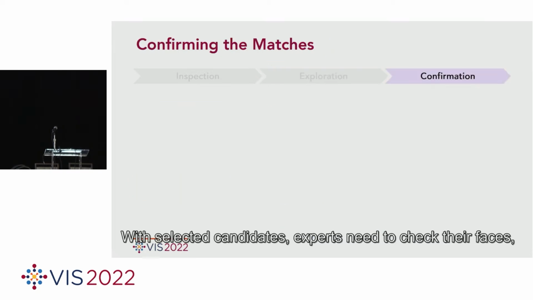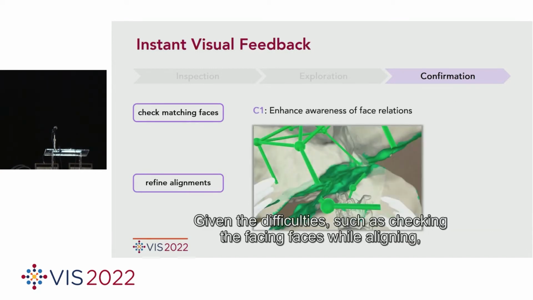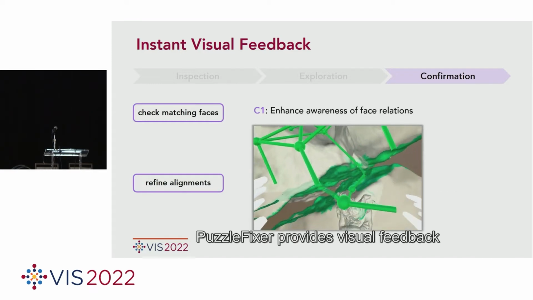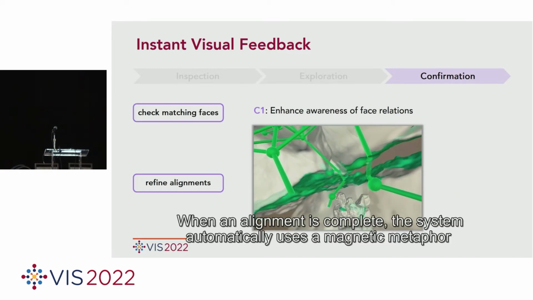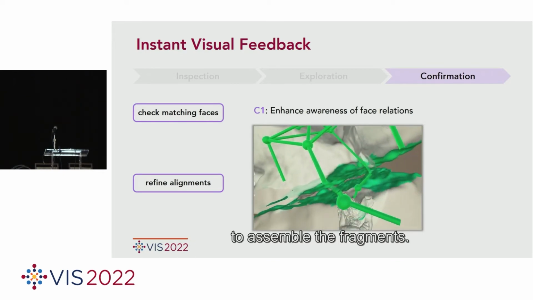With selected candidates, experts need to check their faces, refine their alignments, and enter the next reassembly iteration in the confirmation stage. Given the difficulties, such as checking the facing faces while aligning, this stage aims to enhance relation awareness to guide manual alignments. PuzzleFixer provides visual feedback that instantly shows the aligning matches with a 3D dotted tube. When alignment is complete, the system automatically uses a magnet metaphor to assemble the fragments.